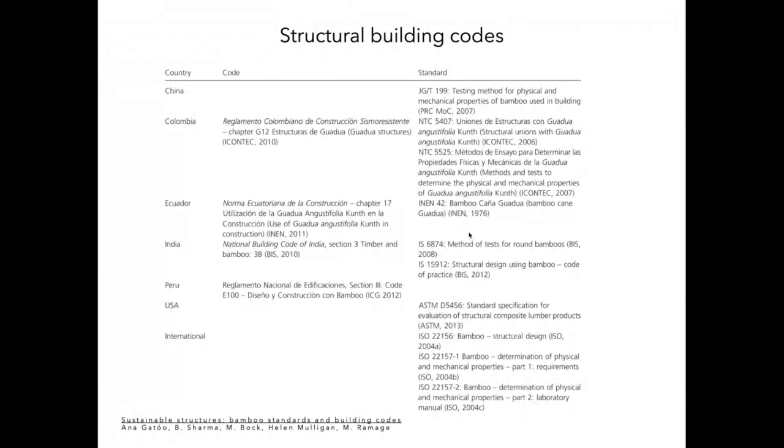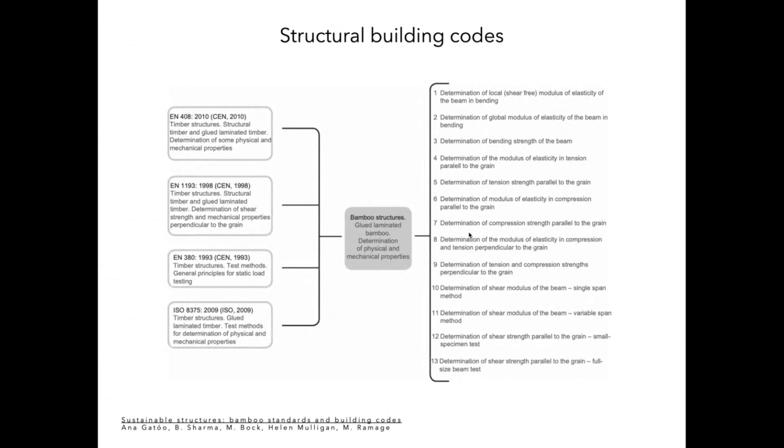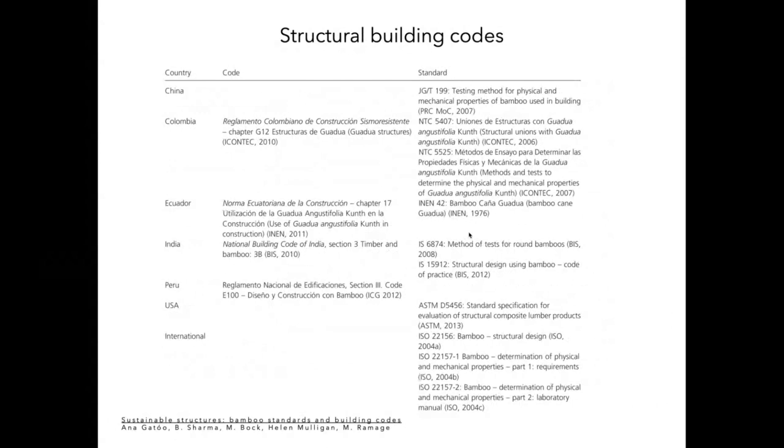And then something very interesting is happening with the structural building codes, because people ask me, why is there not many more buildings made with the material? It's because there are no building codes that are passed in certain countries. Like you've got here, China, Colombia, Ecuador, India, Peru, USA. What about England? There isn't a building code. But we look to the timber industry for some building codes. But once these building codes can be created, then we can start to do really interesting things. So this is what's happening now.